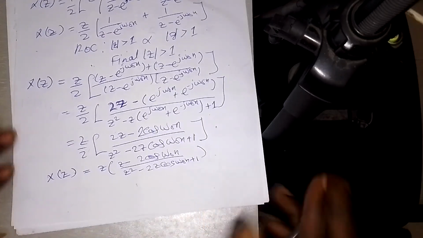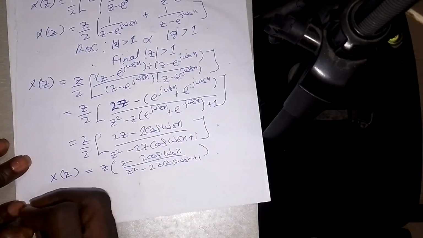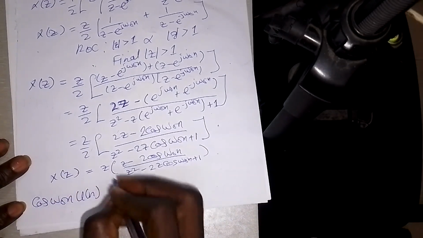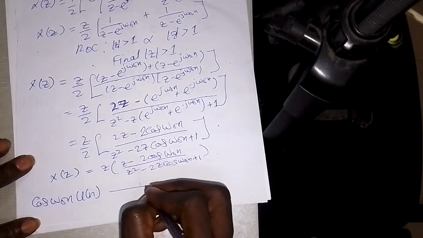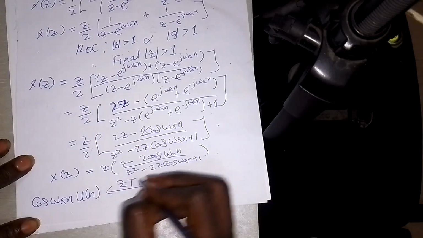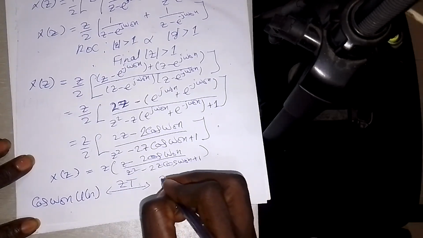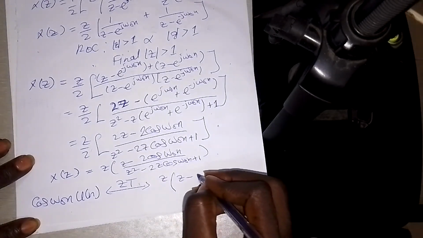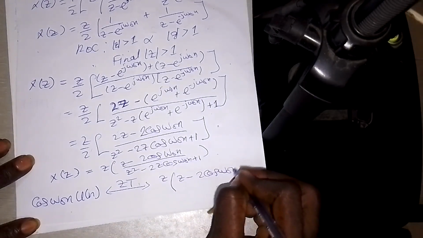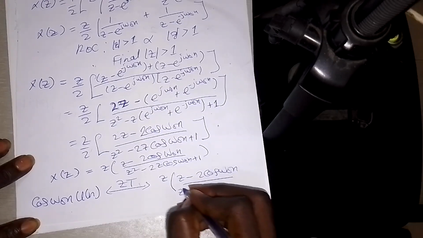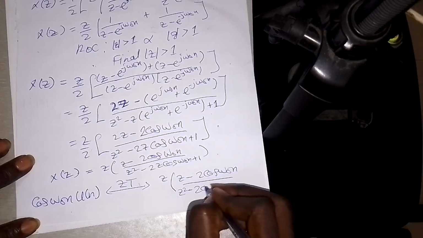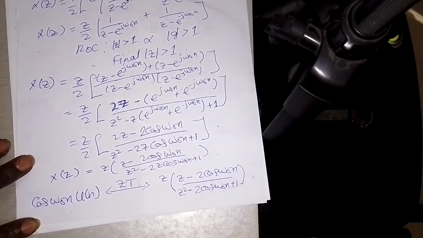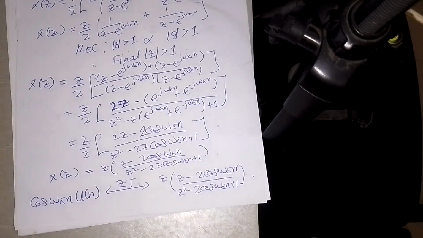So now what I can say is that whenever you have cos omega naught n into u of n, you are actually supposed to get, for your z transform, z into z minus 2 cos omega naught n over z squared minus 2 cos omega naught n plus 1. So this is what you're supposed to get.